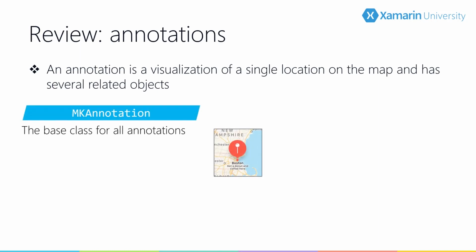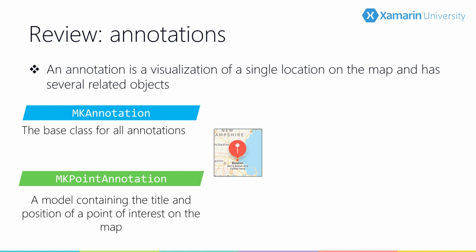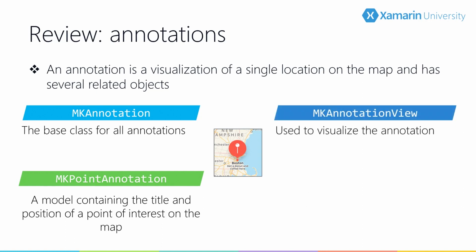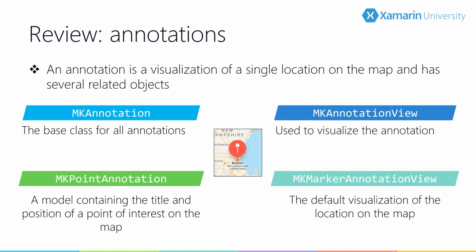Remember from iOS230, the MKAnnotation is the base class that we'll use to manage the data for our location on the map. The MKPointAnnotation class is a specific implementation of that class that stores the title and the position for our location. And again, remember, these classes are essentially the models for our points of interest. The visualization base class is MKAnnotationView, and the default visualization, that is, the visualization that shows a marker on the map, is a specific implementation of MKAnnotationView. That's called the MKMarkerAnnotationView. We'll be using and customizing these classes.